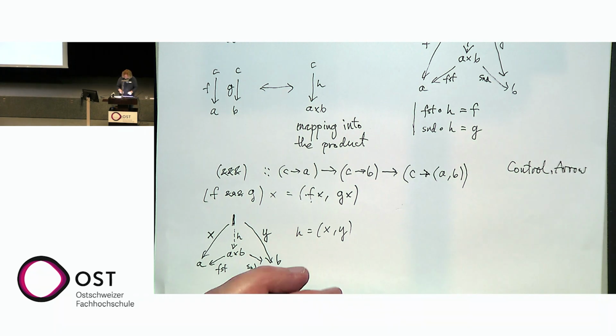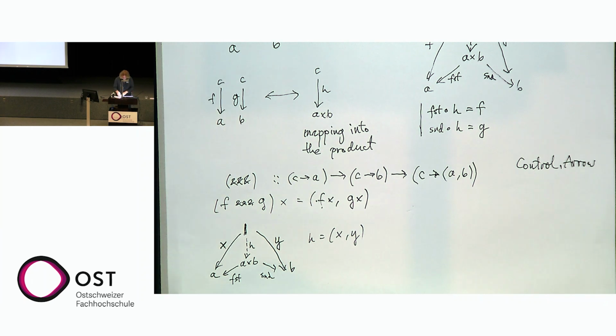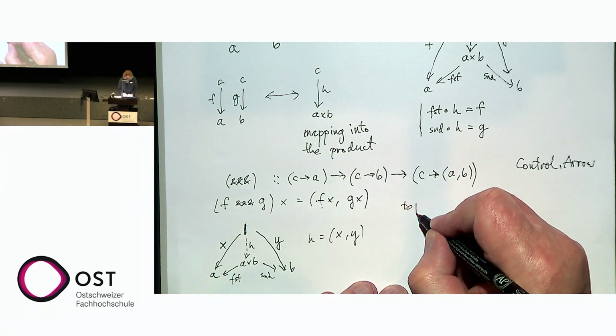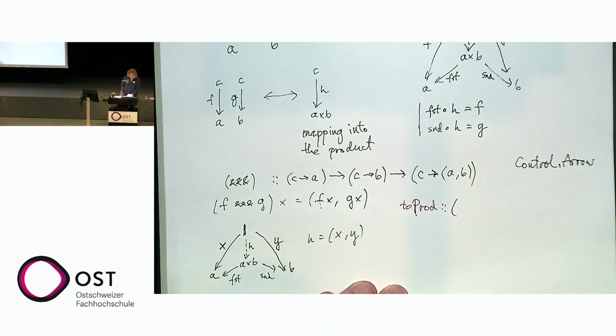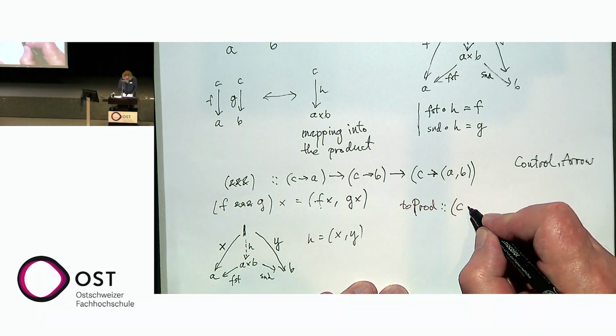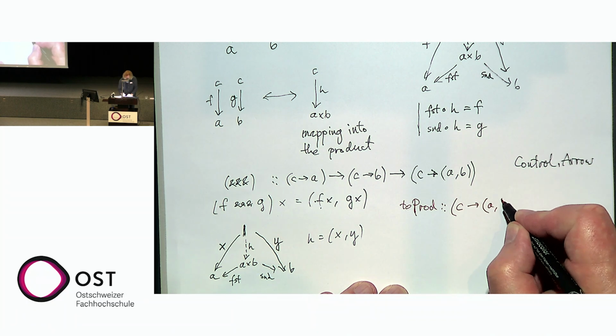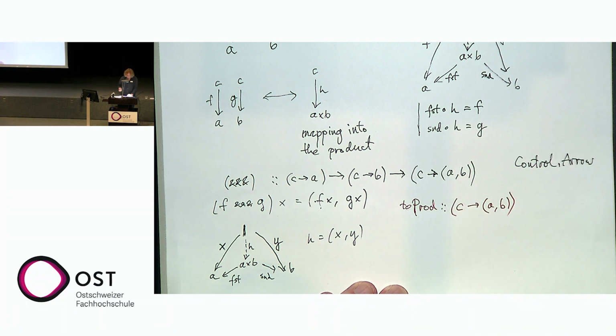So let's call this function toProd, right? So what's the interface here? What's the argument? Type of the argument. From C to A comma B, right? This is the product. So this is my H.